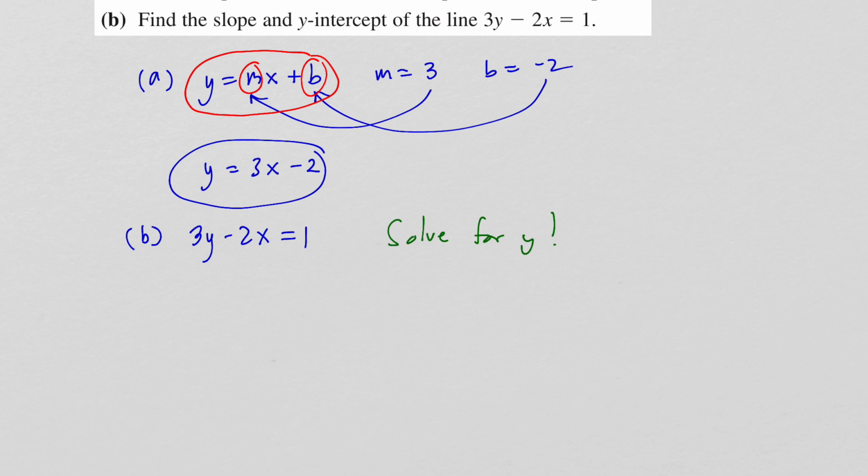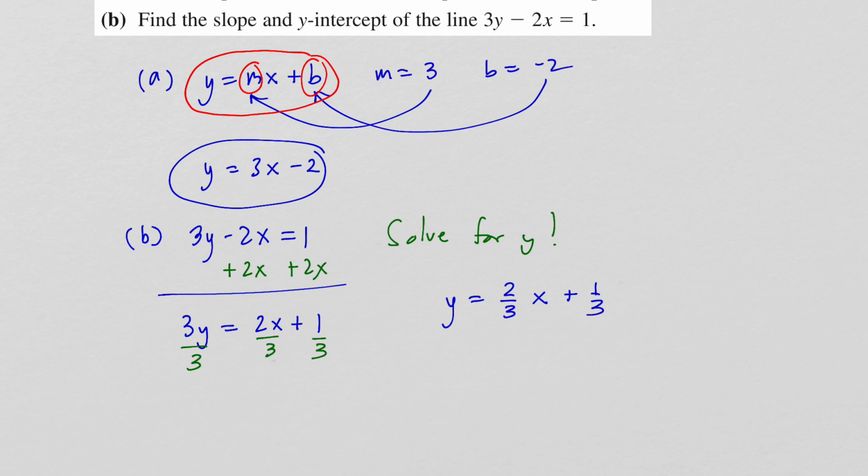To solve for y here, I'm going to add 2x to both sides. And when I do that, we're going to get 3y is equal to 1 plus 2x, or 2x plus 1. And then to solve for y completely, I'm going to divide both sides by 3, which will look like this. And that gives us y equals 2/3 x plus 1/3. And so now we know the slope of this line is 2/3 and the y-intercept is 1/3. And for the y-intercept, you can also write that as a point 0, 1/3.